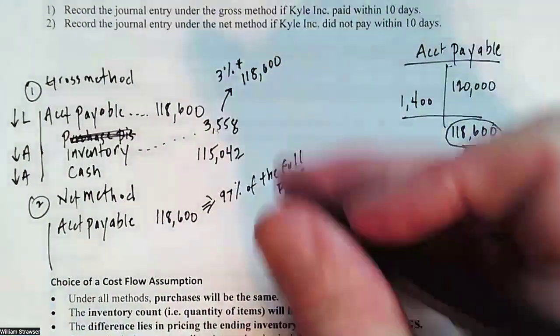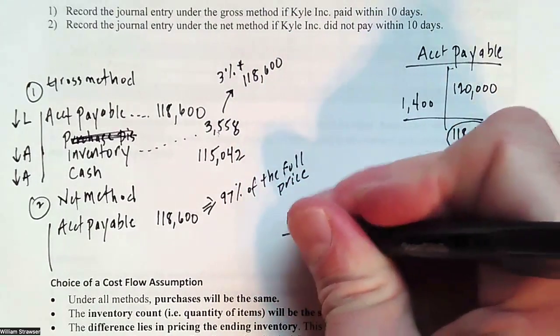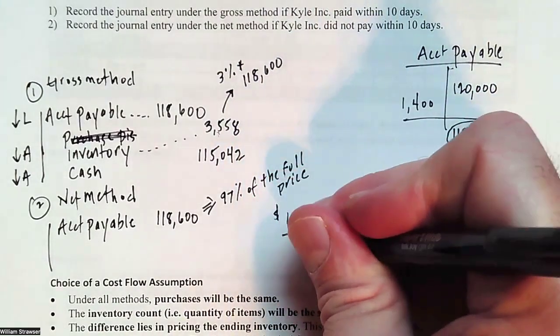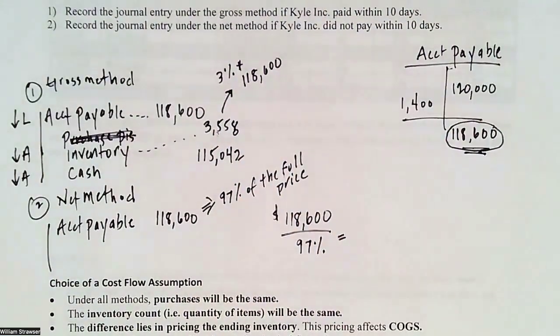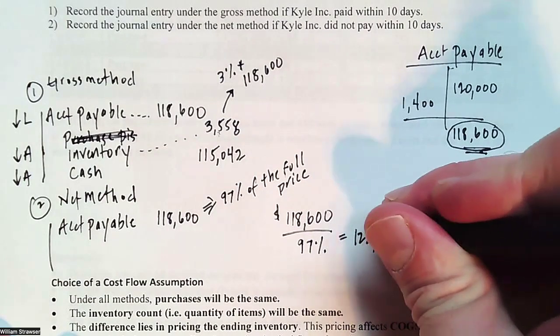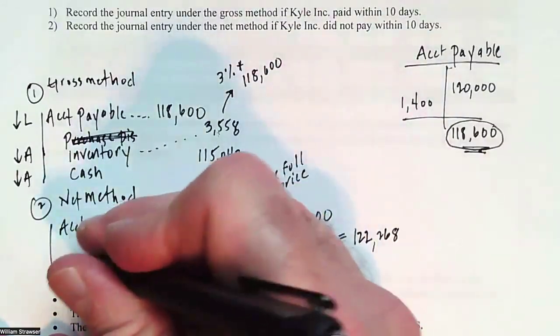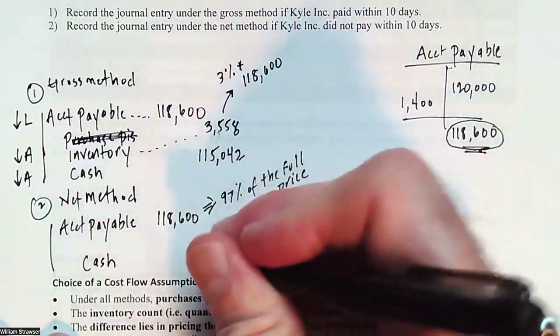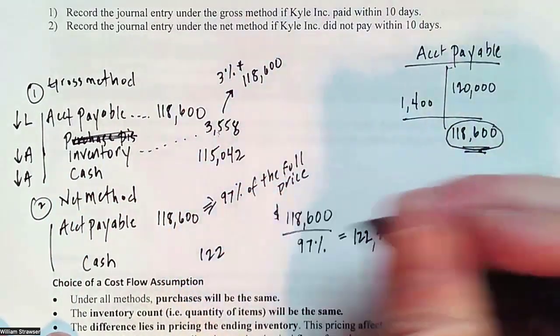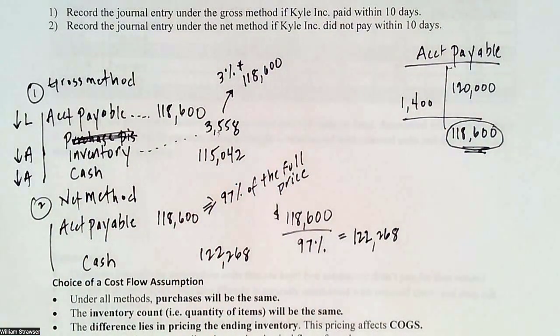So to convert it into a full price, I take that 97% number, 118,600, divided by 97%. And it doesn't come out clean, but I will round $122,268. That's the amount of cash I would have to pay in order to get rid of this payable that was recorded at the 97% price, because we're doing the net method.